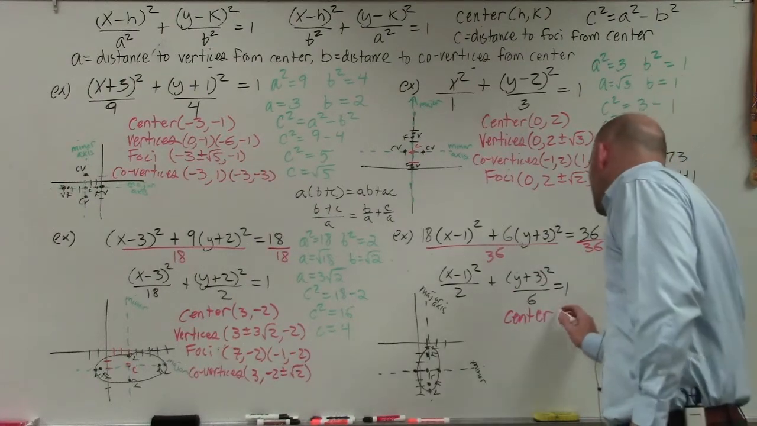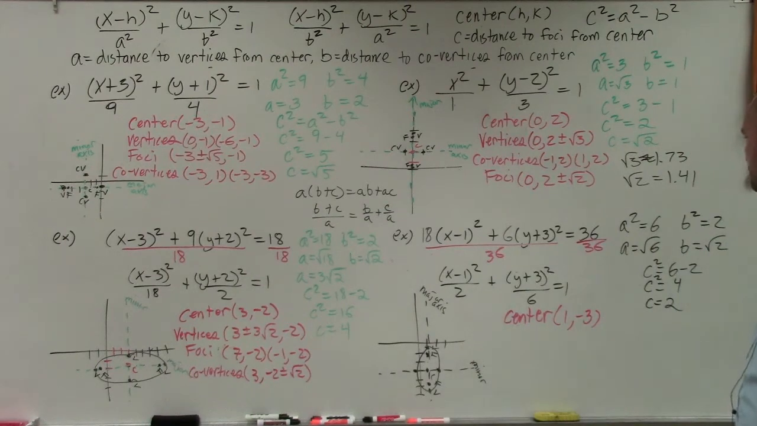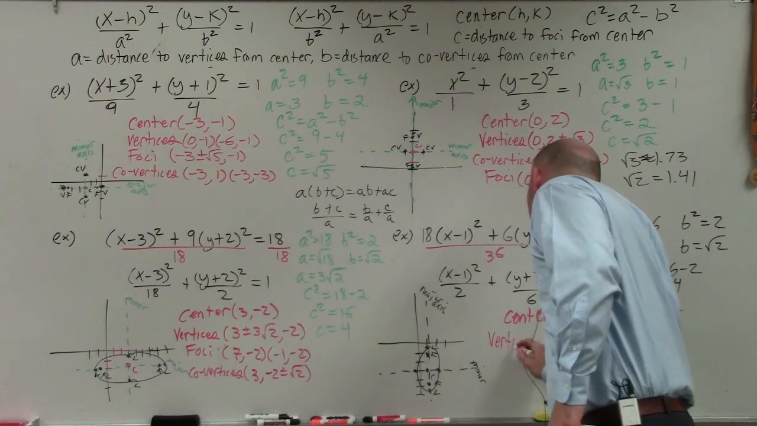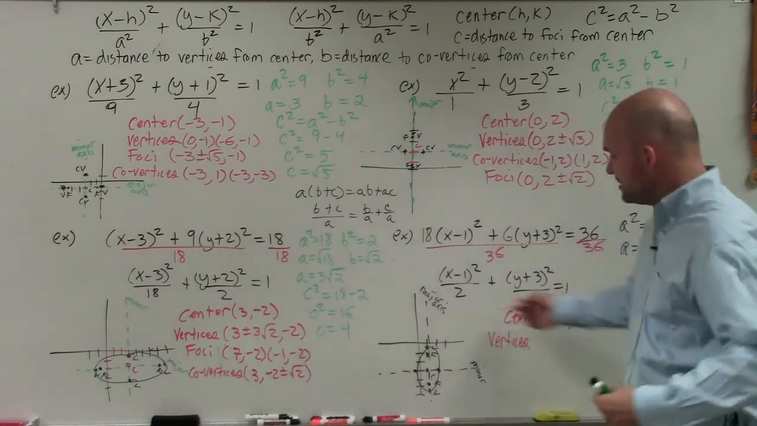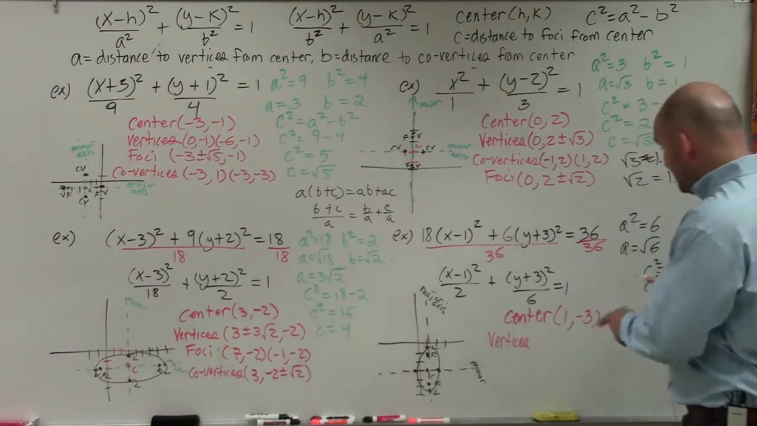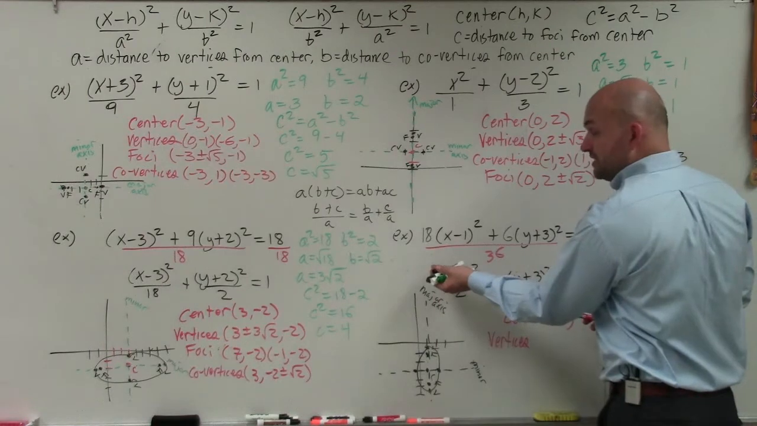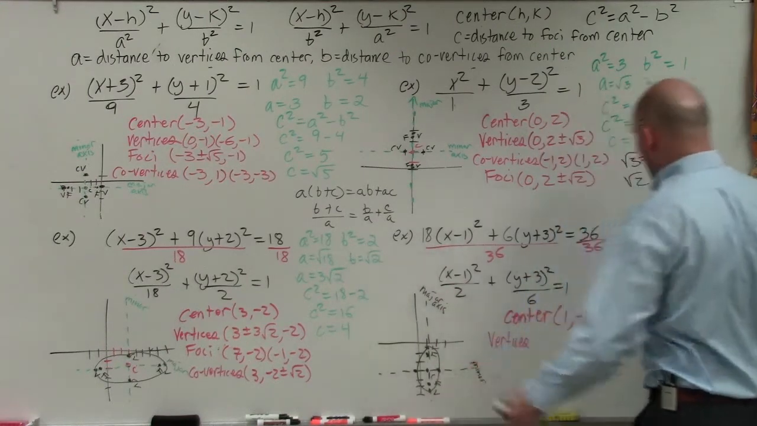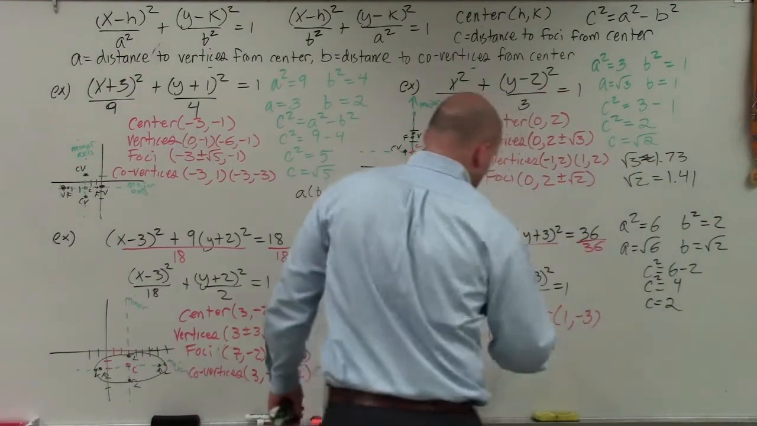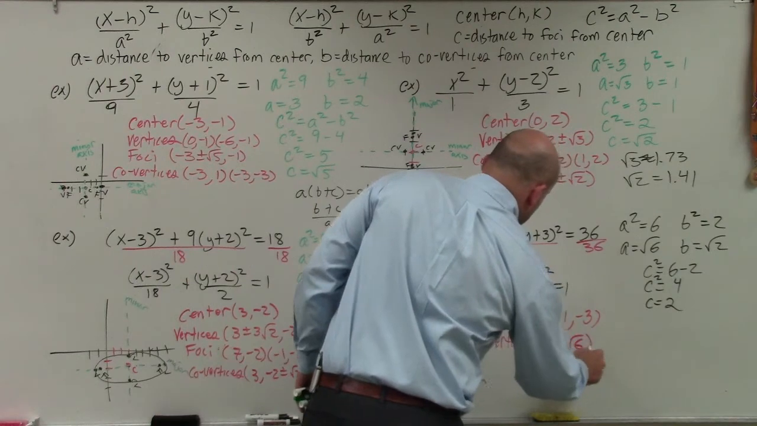So my center in this case is going to be 1, -3. Remember, it's the opposites. My vertices, from my center at 1, -3, are going up or down a value of A. So that means it's going to change the y-coordinate, because you're moving up, adding that to y and subtracting that from y. So that's going to be 1, comma, -3 plus or minus the square root of 6.